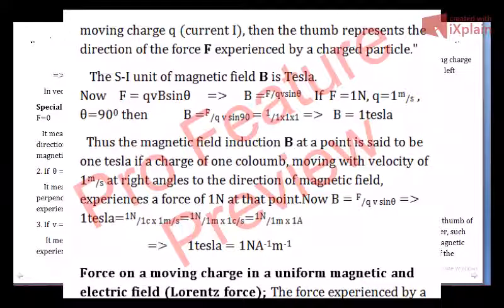So our next topic will be force on a moving charge in a uniform magnetic and electric field, that is Lorentz force. We will discuss it in the next lecture. Thanks.